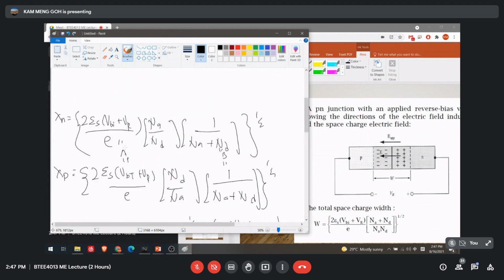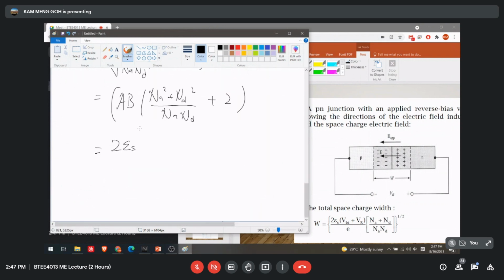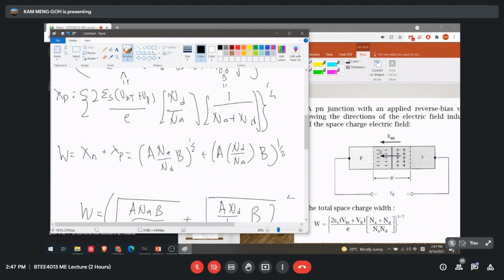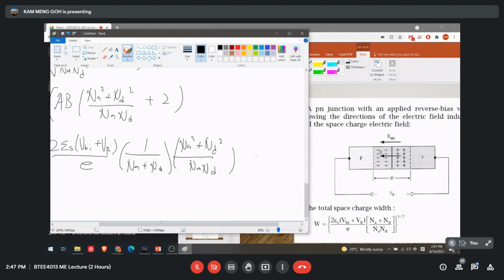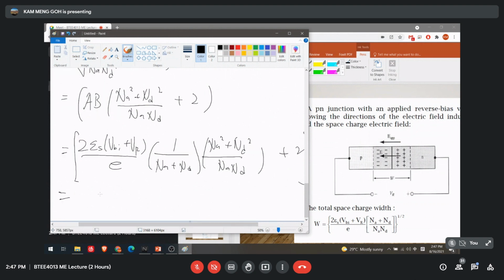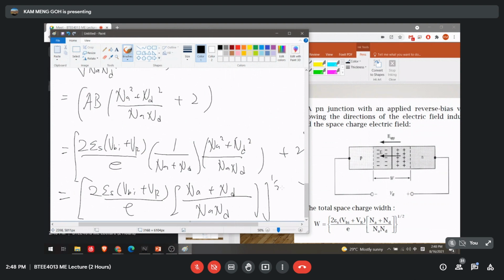Okay? So your A is 2 mu S (VBI plus VR) over E. Then your B is 1 over NA plus ND. Then your NA square plus ND square over NA and ND. So you have a plus 2. Eventually, I believe if you continue to simplify here, you will get this thing. The final answer should come out with this. But maybe there are some miscalculations that I did just now, so you just ignore that. The important thing is how we get this: NA plus ND, over NA and ND, squared. So this will become W.